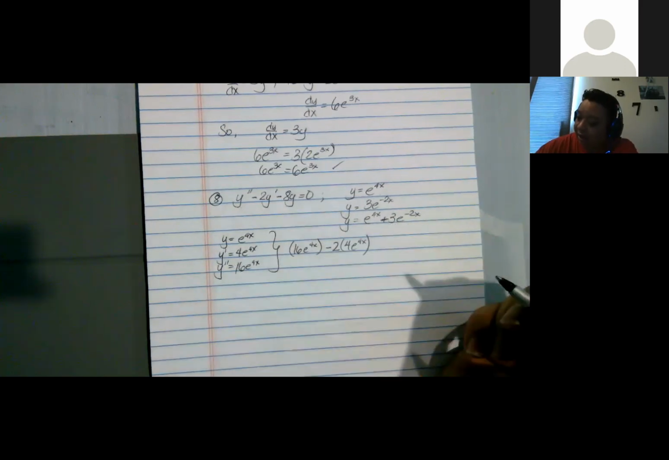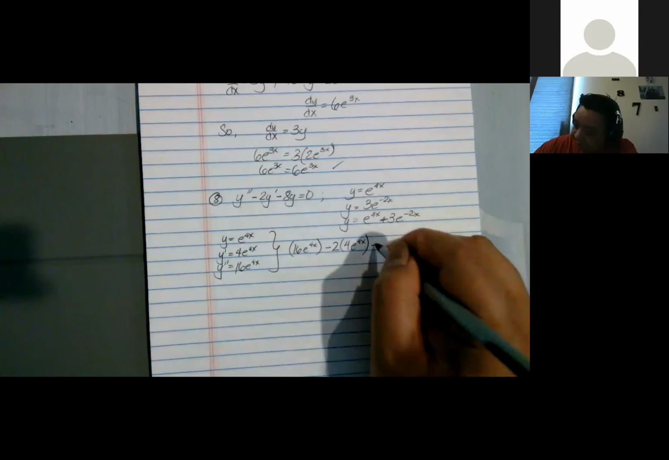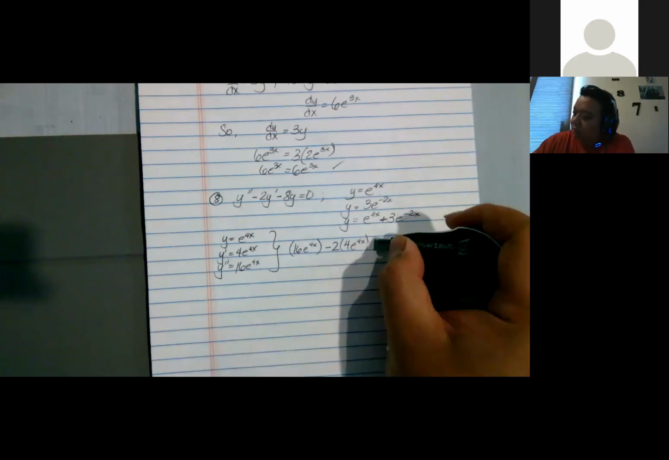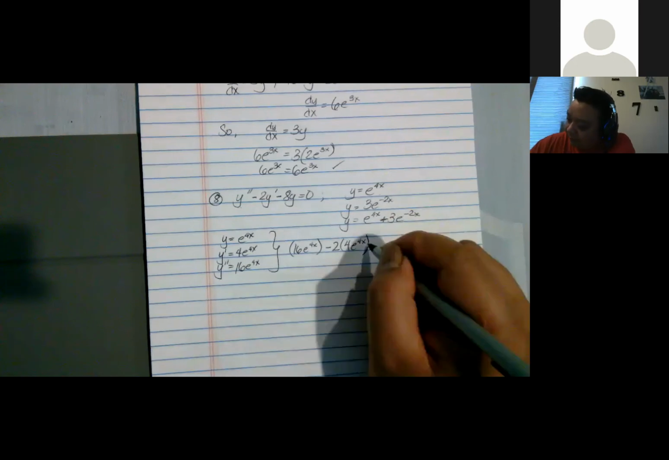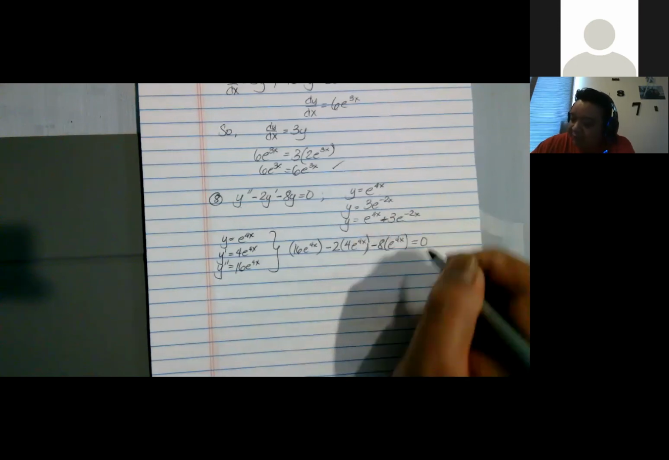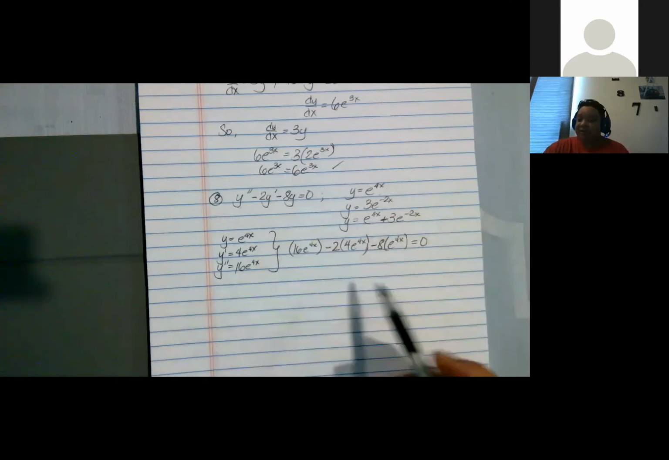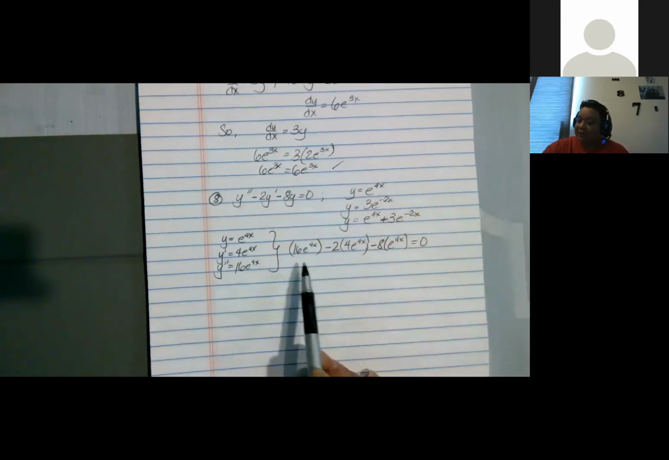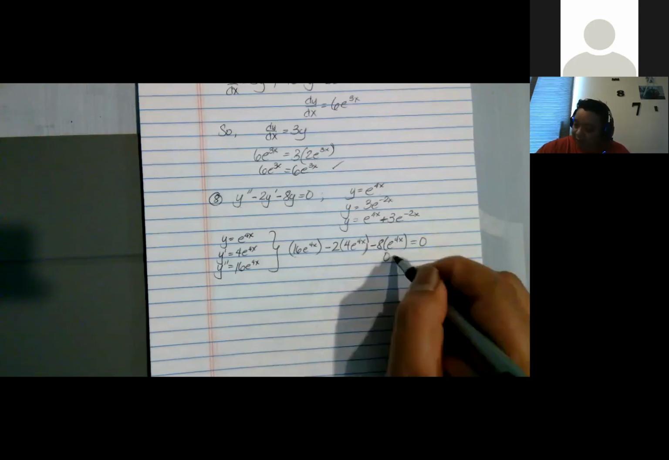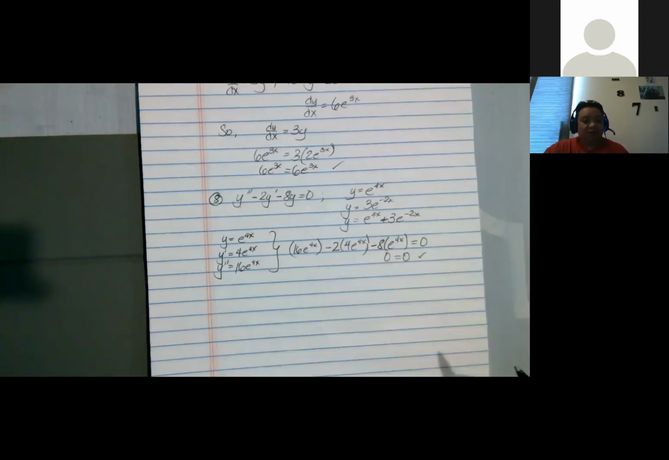Sorry, minus 8. So minus 8e to the 4x. And you want this to equal 0 because that's what you have. And then just see if it actually adds up to 0, right? So 16 minus 8 minus 8, you do get 0 equals 0. So the first one checks.